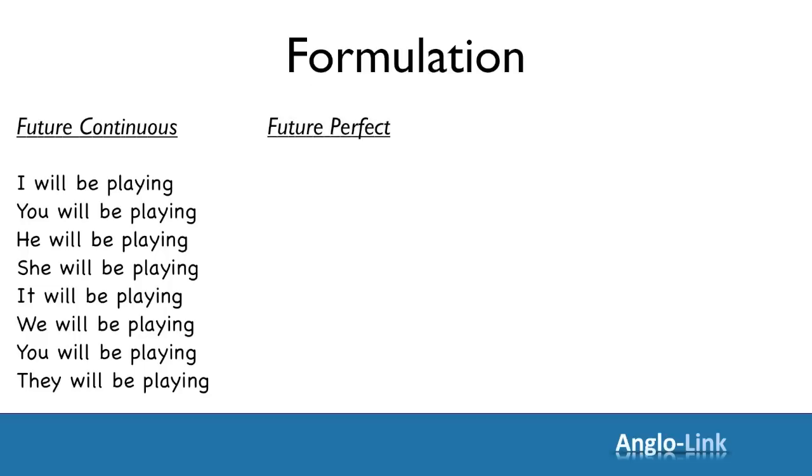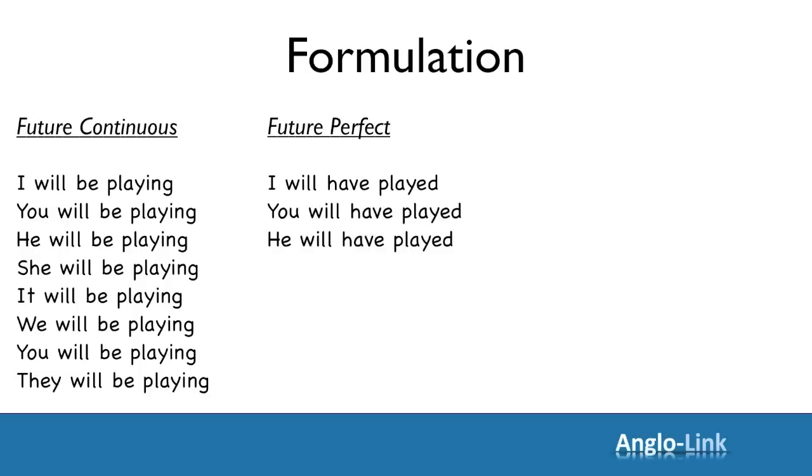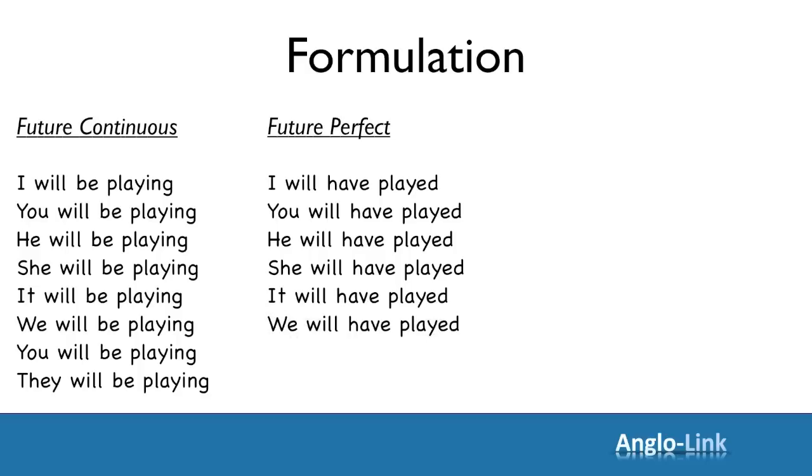Let's look at future perfect. To formulate the future perfect tense, you need will have and the past participle of your verb. I will have played. And it stays the same for all the pronouns. You, he, she, it, we, you, and they will have played.